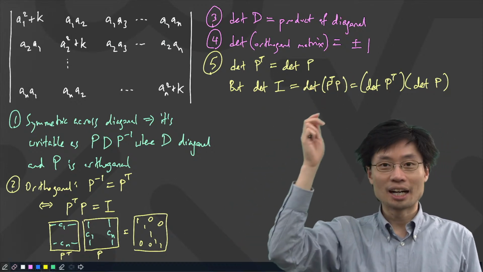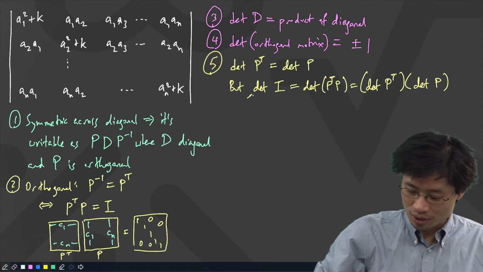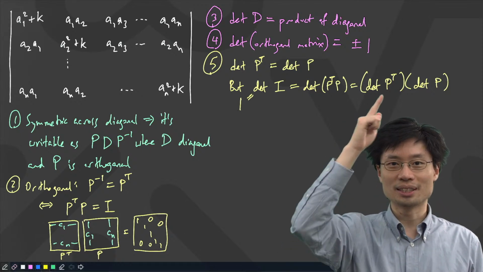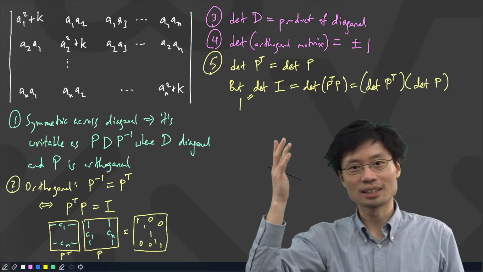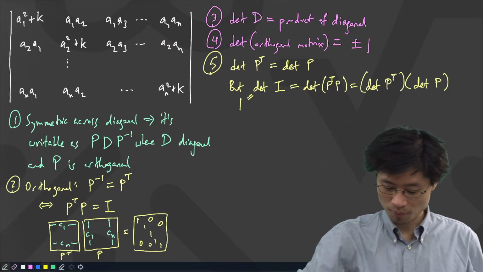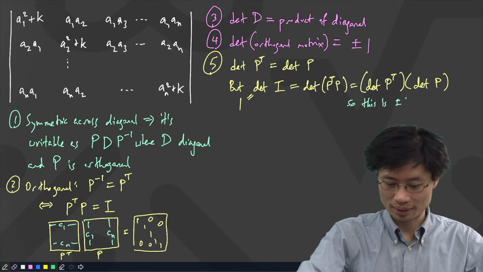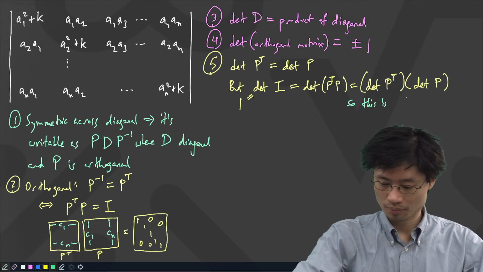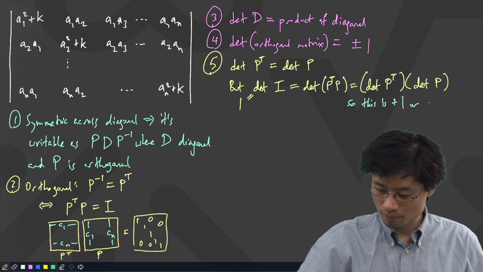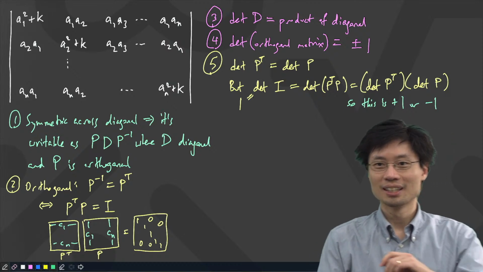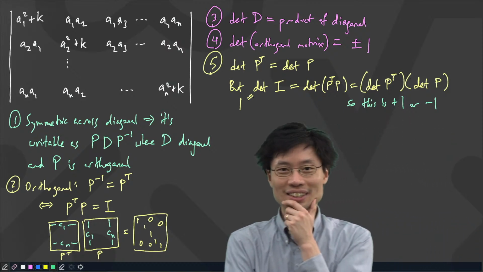But now suddenly, how many numbers are there which square to 1? Because these two are the same thing. So if it squares to 1, it's going to be plus 1 or minus 1. So this is plus or minus 1. Okay, so that was cool. Is there anything else we can do?